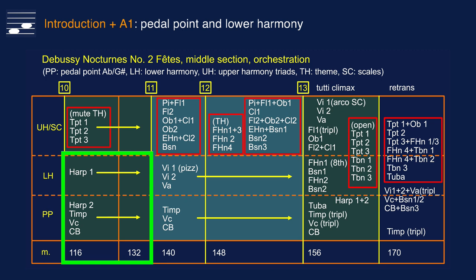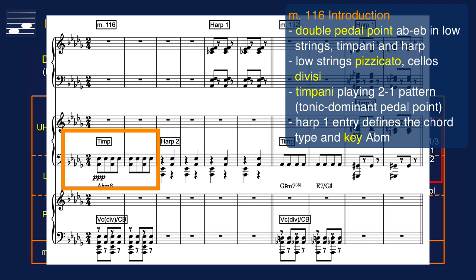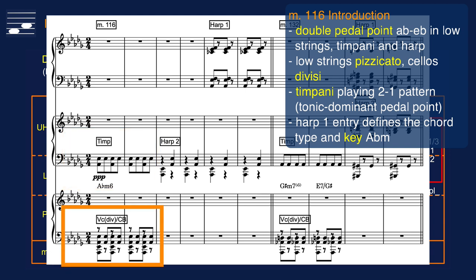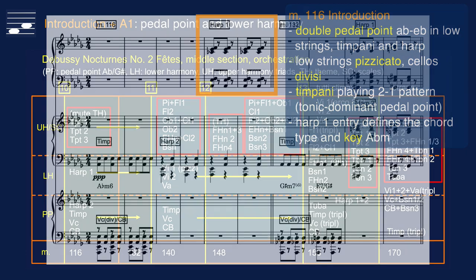Debussy carefully starts the groove in this rather slow piece. We hear timpani, two harps and low pizzicato strings, laying the background foundation. The first four measures have double pedal point, A-flat plus E-flat, with an interesting timpani beating pattern. Celli are playing divisi. When the first harp enters in measure 5, the A-flat minor 6 harmony is established.